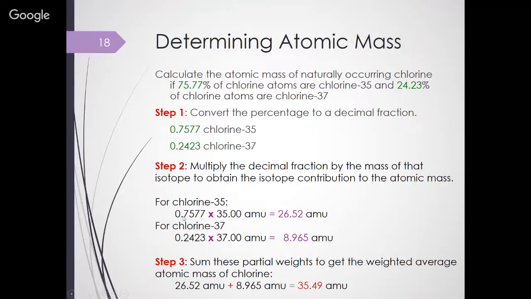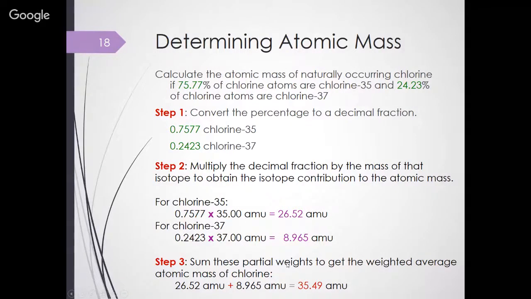Now you take the percentage that we converted into a decimal and multiply it by the mass that it belongs with. So 0.7577 times 35 gives us 26.52. Then we take 0.2423 times 37, and that equals 8.965. When you add these two numbers together, we get the approximate mass of chlorine, which is 35.49. So this is how you do this.